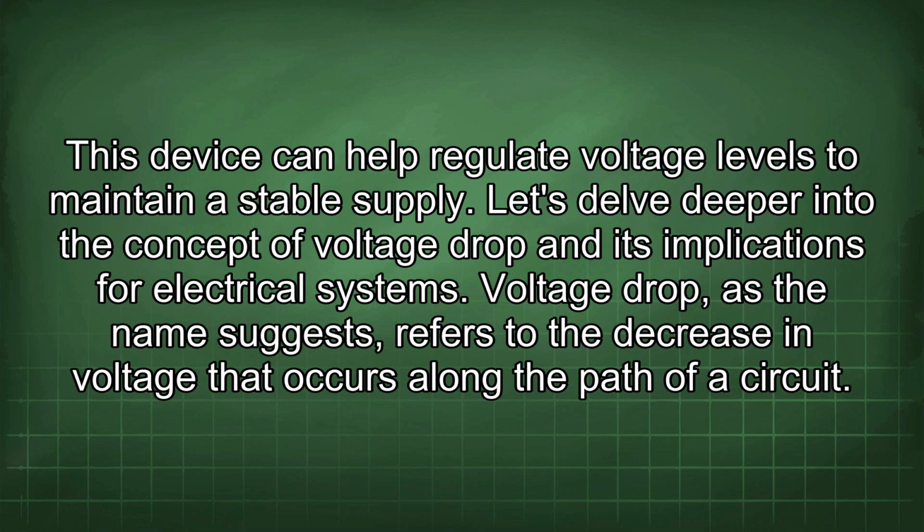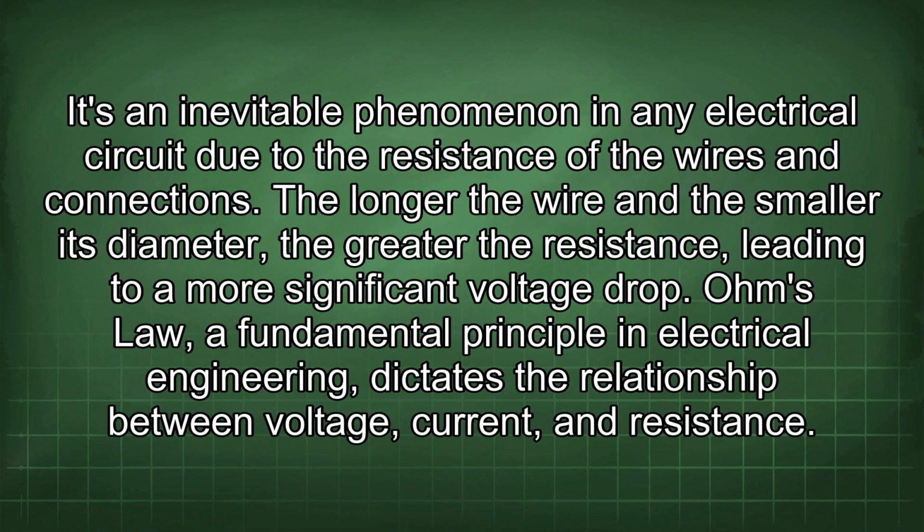Let's delve deeper into the concept of voltage drop and its implications for electrical systems. Voltage drop, as the name suggests, refers to the decrease in voltage that occurs along the path of a circuit. It's an inevitable phenomenon in any electrical circuit due to the resistance of the wires and connections. The longer the wire and the smaller its diameter, the greater the resistance, leading to a more significant voltage drop.